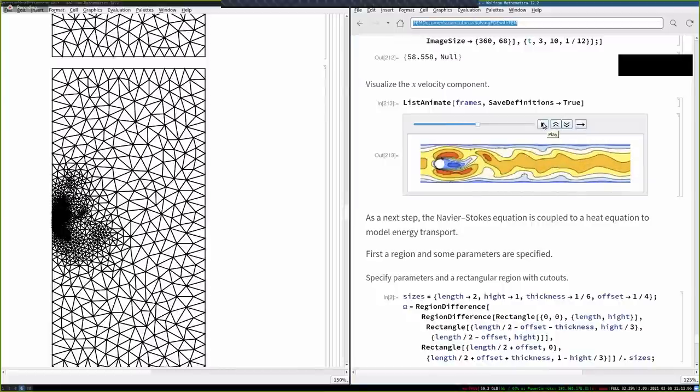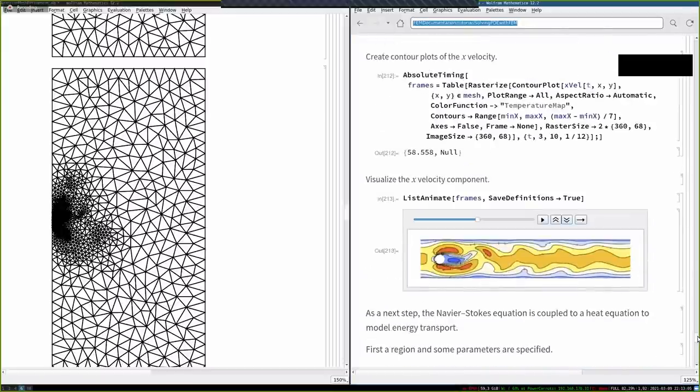What are you showing there? Are you showing the velocity field? Yeah. But you're not showing the vector. No, this is just the magnitude of velocity. The X velocity field is this. Yeah, in the x direction. Okay. So this is found by running.